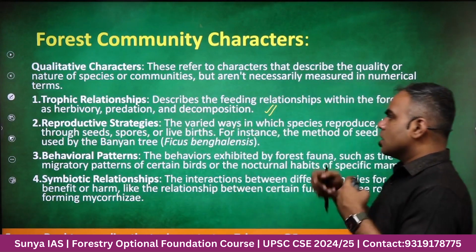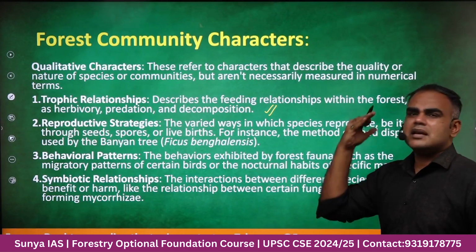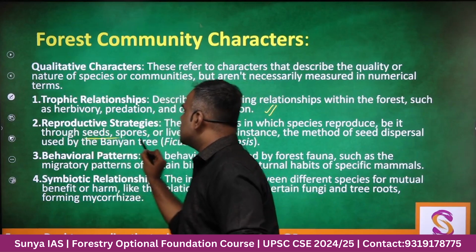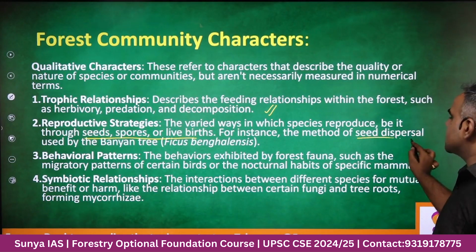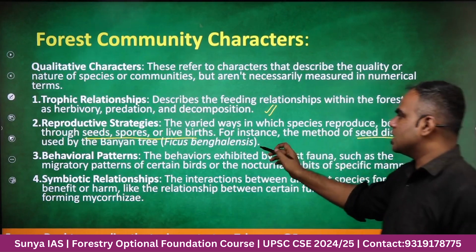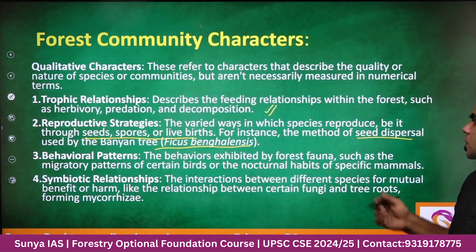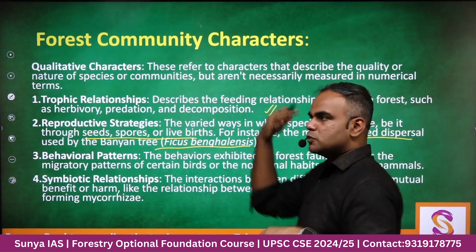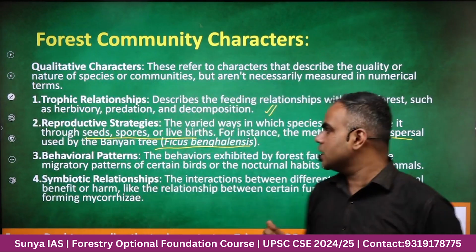Reproductive strategies: reproduction can be through seeds. We've seen artificial and natural regeneration. They can reproduce through seeds, spores, or live births. For example, seed dispersal in the case of banyan trees, Ficus benghalensis. Behavioral patterns can be, for example, migration. You have the Siberian crane, which moves from Siberia, parts of Russia, to Keoladeo National Park, Bharatpur, Rajasthan.